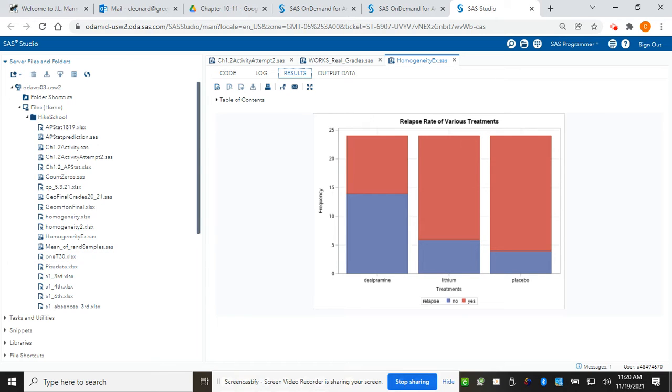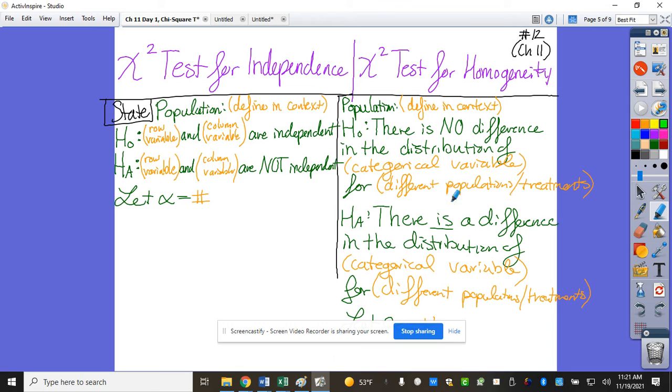It talks about cocaine users, and whether they relapse or not, based off of different treatments. So these three different distributions are three different treatments. Do those three distributions look the same? No, those definitely look different, right? So if they look different, is there a difference in the distribution of the different ones? Yes, so we're saying this one.